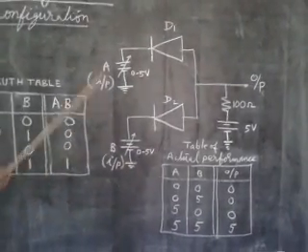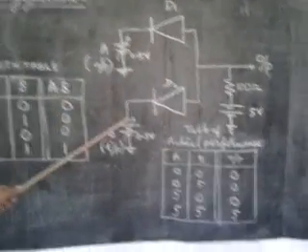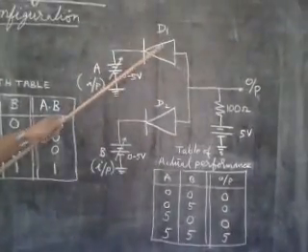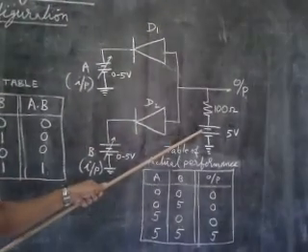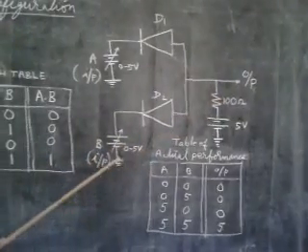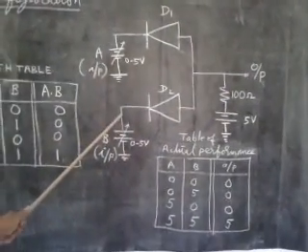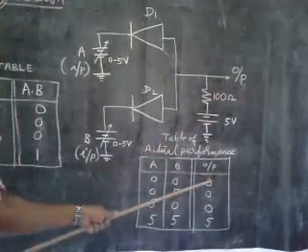Then both A and B are zeros. The diodes D1 and D2 are forward biased because the anode voltage of 5 volts is given here. Then the output voltage is the ground voltage. Through this path, 0 voltage appears here.